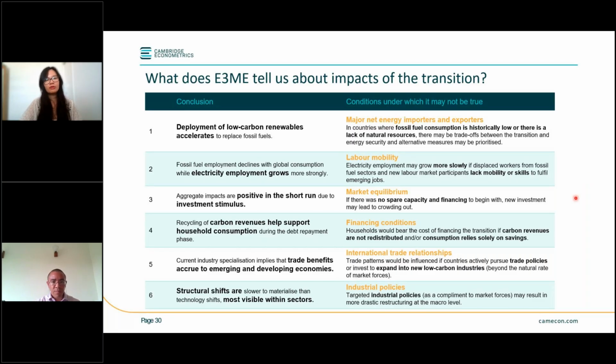And similarly, we've seen that there are aggregate short-term positive impacts on GDP and employment because of the investment stimulus, but that is based on the condition that we're able to draw on spare capacity and financing that are there to start with. If we were in a position where everyone is employed, for example, then making additional investment and creating additional economic activity and demand may imply diverting resources away from other sources, and leading to inefficiencies such as crowding out.